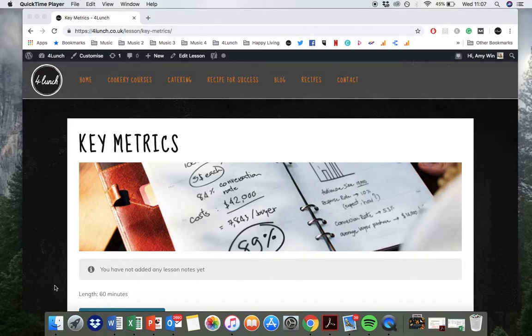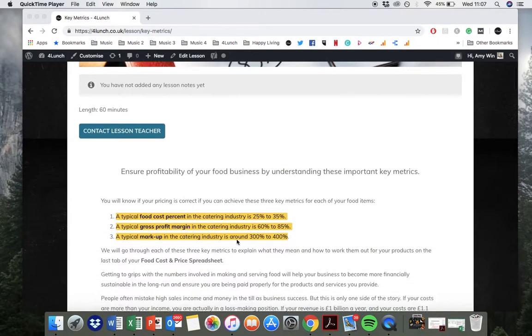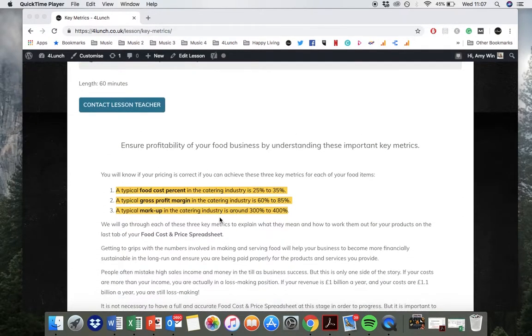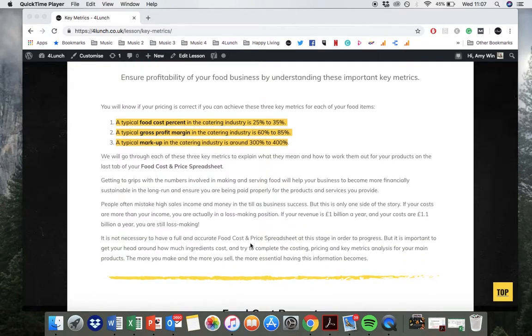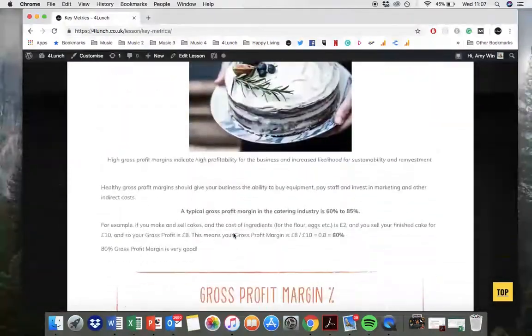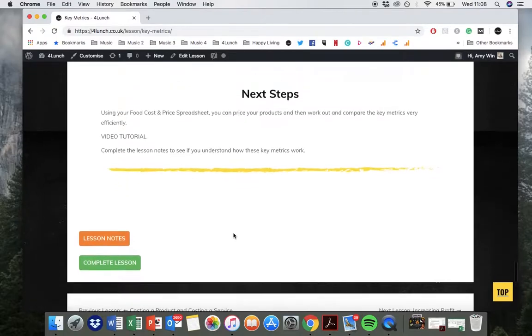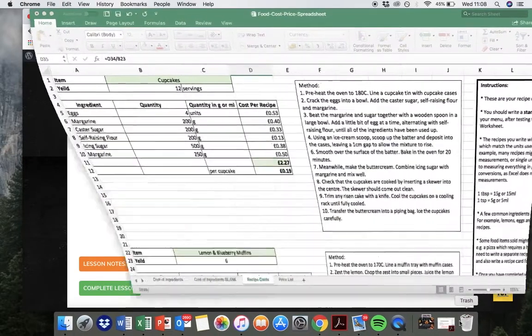So hopefully you've read this lesson so far and you've realised that there are 3 key metrics that you need to work out. And don't worry, you don't need to work these out separately for each food product. Microsoft Excel really helps to do this instantly for you. So I'm going to show you using the food cost and price spreadsheet how to do this. All right. So make sure you've downloaded the food cost and price spreadsheet first from the previous lesson. And I'm going to open up the one I've been working on now.